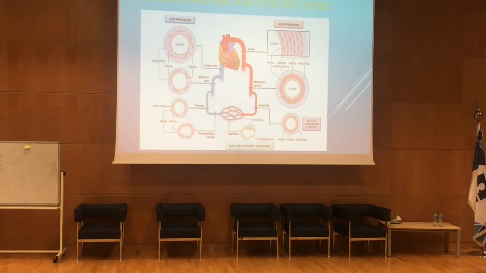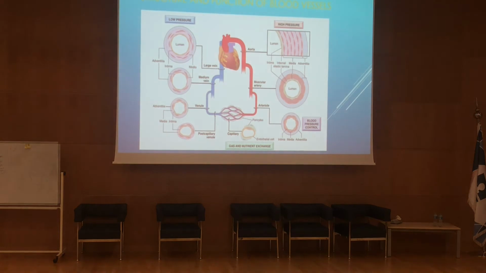So before going to the main topic of atherosclerosis, let's see the normal arteries. How do they look? If you see here, these are the arteries and these are veins. These are large arteries, these are medium size, and these are small arteries, arterioles rather.